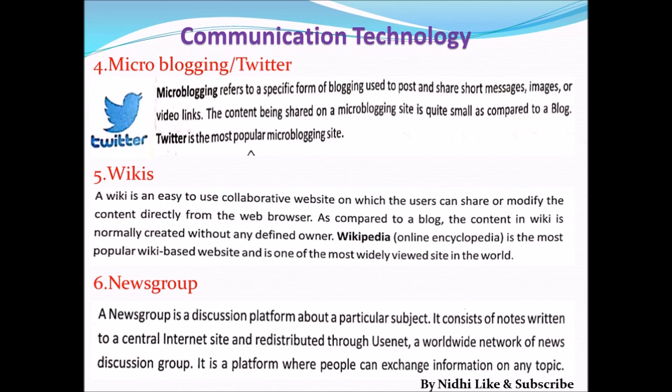Next is wikis. A wiki is an easy to use collaborative website on which the user can share or modify content directly from the web browser. Web browser means Chrome, etc. As compared to a blog, the content in wikis is normally created without any particular order. We can edit and change them. Wikipedia is also known as an online encyclopedia. That is a huge storage of data. It is the most popular wiki based website and one of the most widely viewed websites in the world.